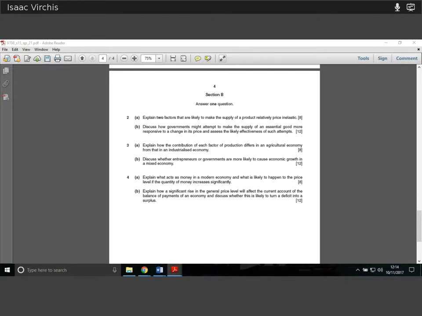So the problem here is that the impact on the current account is really going to depend on the elasticity of demand for exports and imports. How responsive are the import and export markets to changes in price? If they're relatively elastic in demand, then we're going to see massive changes here. And it's likely that we are going to get a change in the current account balance of payments. And this is likely to turn the deficit into a surplus as we see exports fall because of prices rising and imports increasing because of prices falling. So we are going to see the change there. But that's going to really depend on the elasticity.